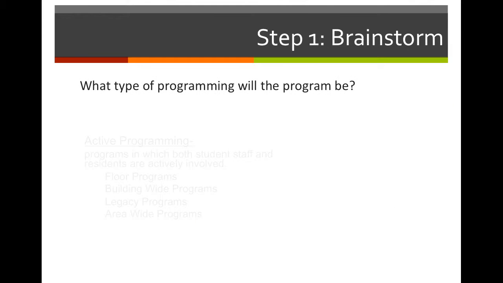Okay, so now that we have considered the potential target audience, let's pick the type of program we'd like to have. There are 3 different types of programs that you'll be responsible for implementing as a CA or an HA. During August training, your RDs and ADs will be reviewing the programming requirements for your specific cohort. So there's active programming, passive programming, and community development activities, or CDAs.